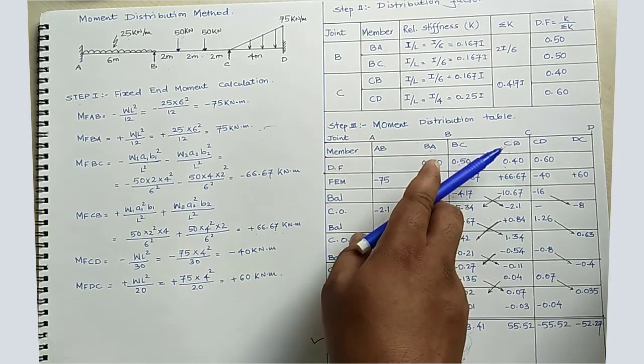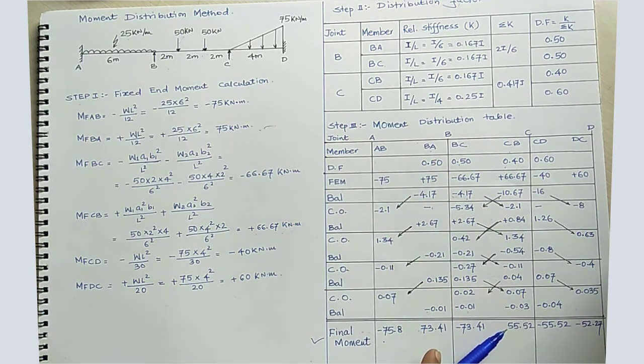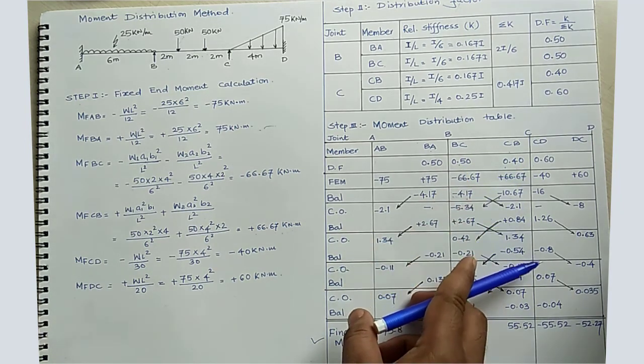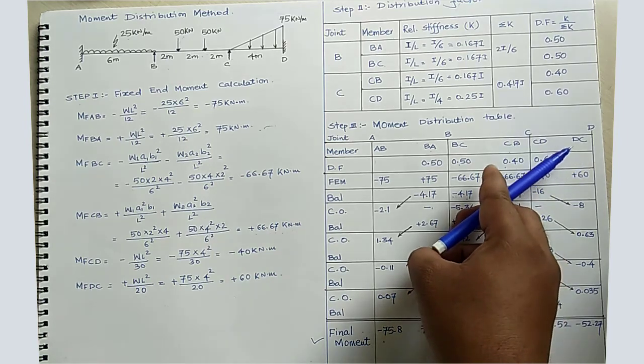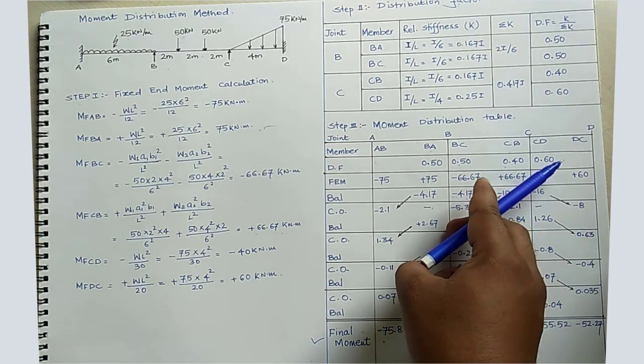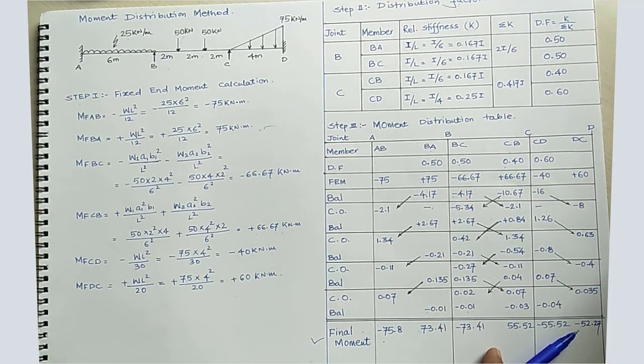Now similarly, by summing these values, we get the moment CB as 55.52. Summing all these vertical values, we get minus 50.52, again the same values with the opposite sign. Now the final moment DC, we get as minus 52.27. This value is the final moment, and by taking these final moments we have to draw the final bending moment diagram, which we have discussed in the earlier class. Okay, thank you.